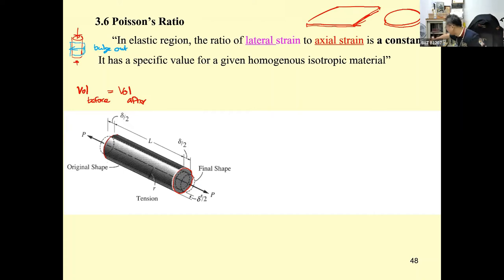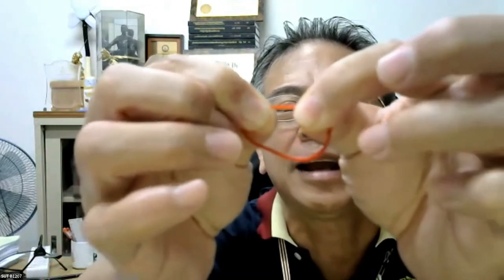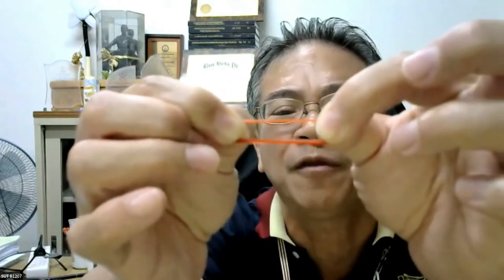I have this kind of rubber. If you take a rubber stick and pull it, it gets elongation, and you can see the side of it gets smaller. See, that is the effect. The volume before must equal the volume after the action of the force. Just this simple experiment explains the Poisson ratio.